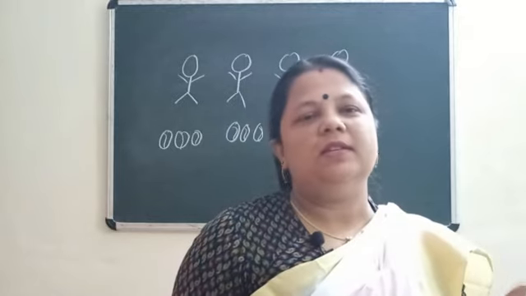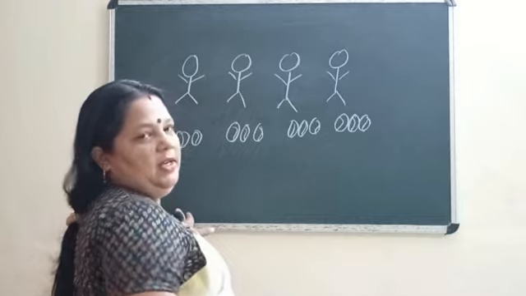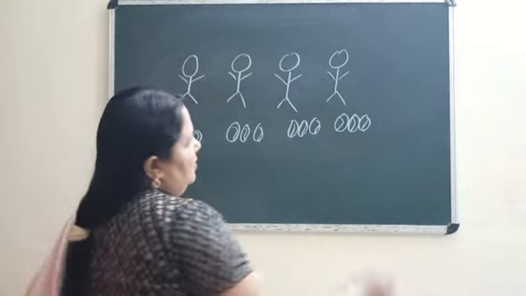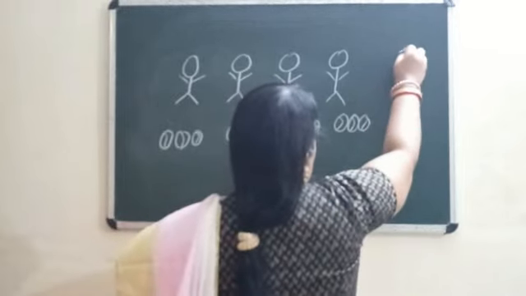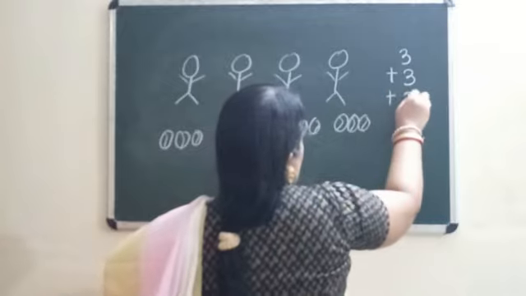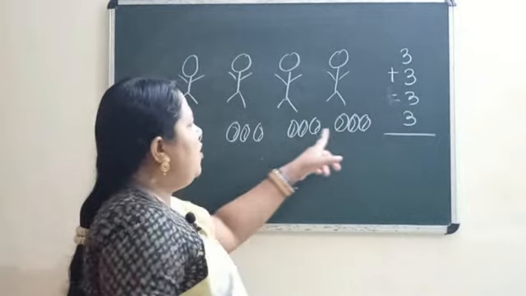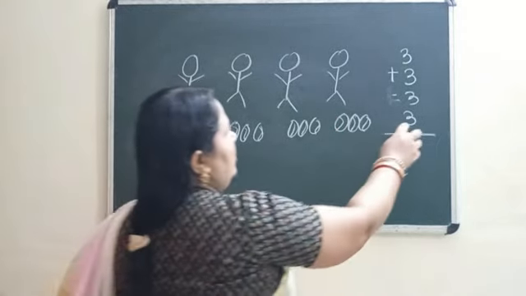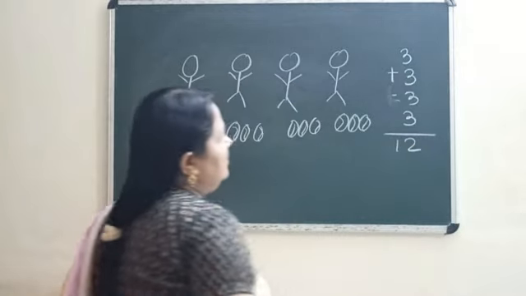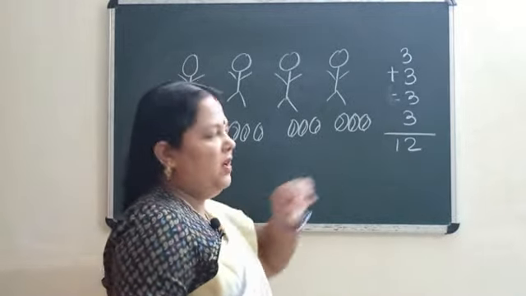You will add or minus, or what to do? If we will add, then how will we add? 4 persons, each one having 3 balls. So if we will add 3 plus 3 plus 3 plus 3, if we will add 4 times 3, then how much are you getting? 3, 3, 6, 3, 9, 3, 12. So the total number of balls we are getting is 12.